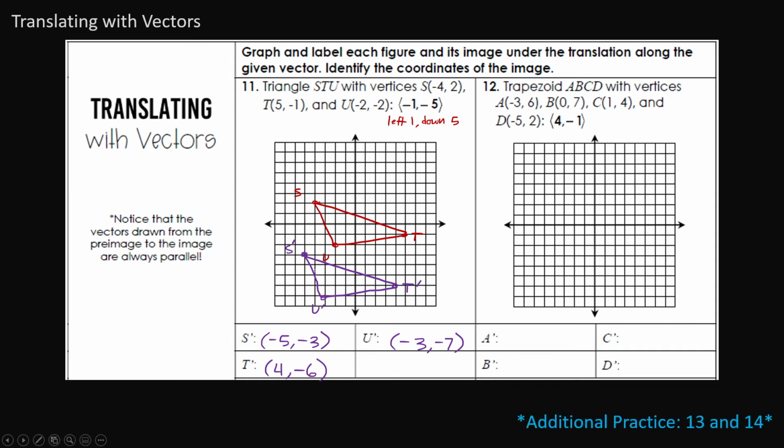I want you to go ahead and try out problems 12, 13, and 14 for practice with using component form to translate vectors. And you do want to notice that the vectors drawn from the pre-image to the image are always parallel. If I were to draw a line or a vector from S to S prime, U to U prime, and T to T prime, all of these lines have the same slope. They are parallel lines. Pretty cool.